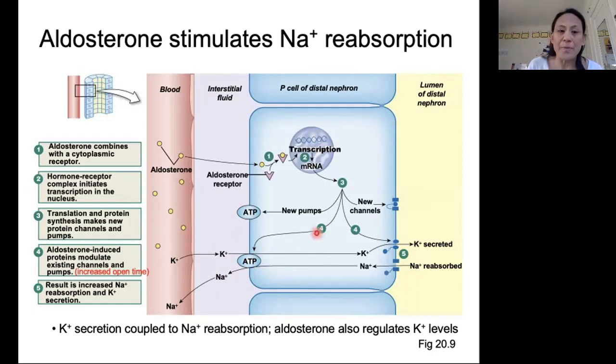Once potassium gets into the epithelial cell, it can then leave through these potassium channels where it will join the filtrate to be excreted from the body. And then also, chloride is going to follow the electrochemical gradient. So when sodium gets reabsorbed, chloride that is in the tubule here will follow it across the epithelial cell and back into the bloodstream.